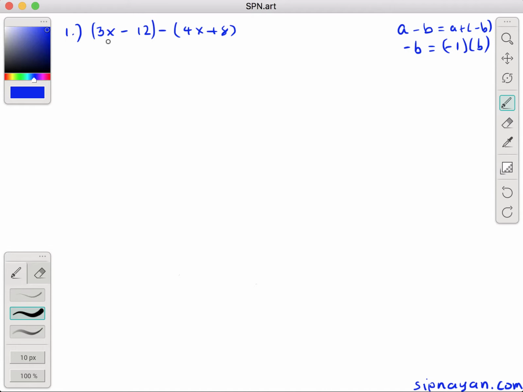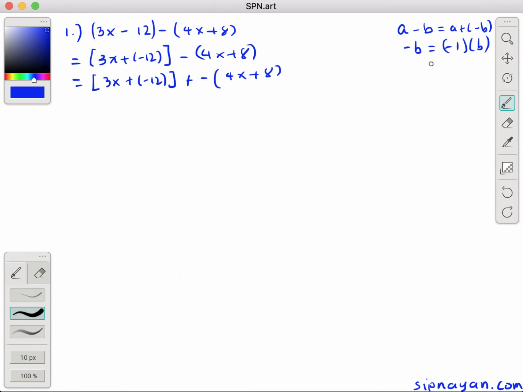So lahat ng may minus, 3x minus 12, pwede natin siyang gawing a plus negative b. So 3x plus negative 12. Lagyan natin yung parenthesis para kita. And then, minus 4x plus 8. However, meron pa rin tayong minus dito. So, pwede pa rin natin siyang gawing 3x plus negative 12. Ang minus, magiging plus negative pa rin. So, plus negative 4x plus 8.